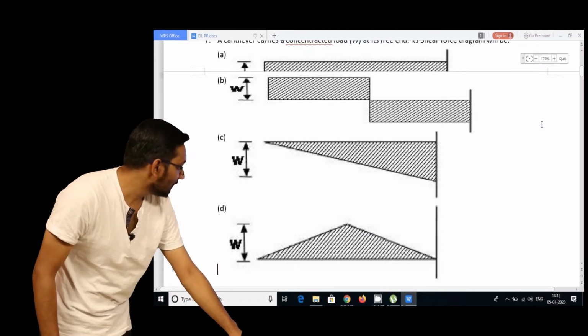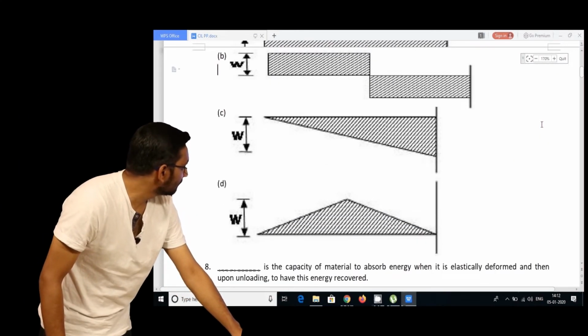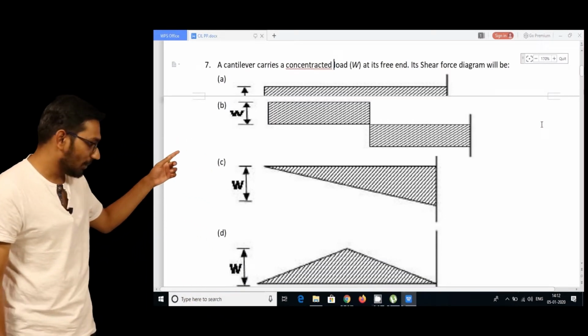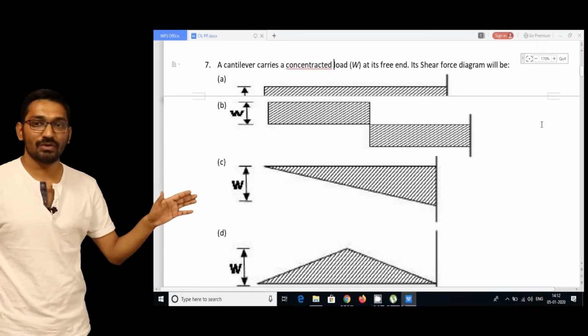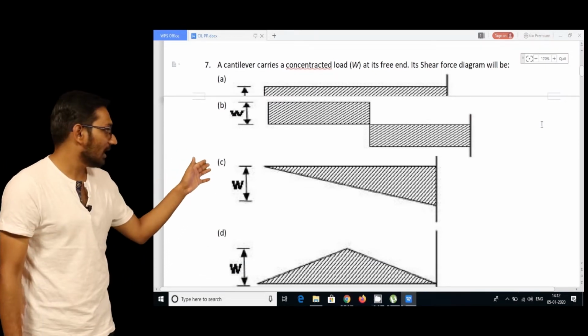So the option will be this A option. It is of the same height, that constant shear force will be there along your length.